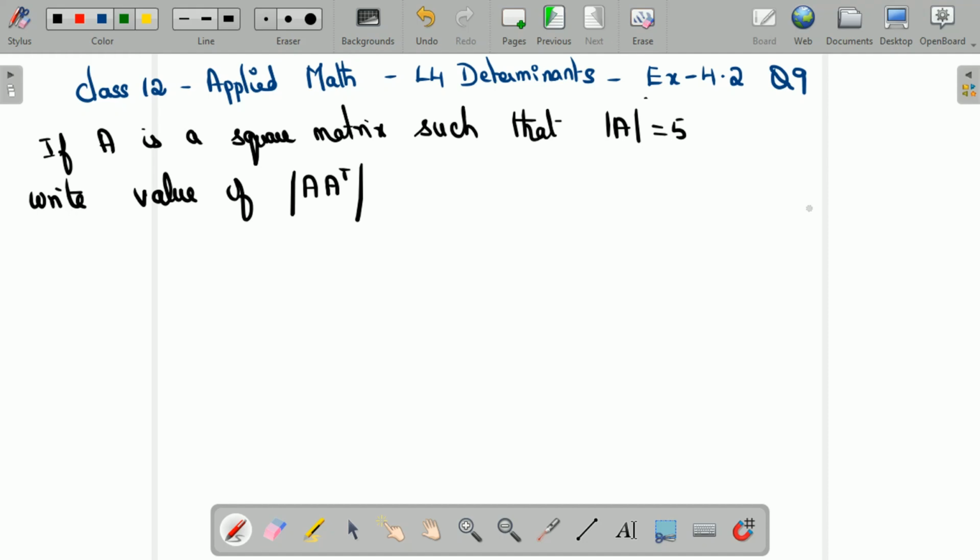In this video, let's find the solution to the 9th question in the exercise 4.2. If A is a square matrix such that determinant of A is equal to 5, write the value of determinant of A into A transpose. So first let's note out what is given to us. Determinant of A is equal to 5. We are asked to evaluate determinant of A into A transpose.